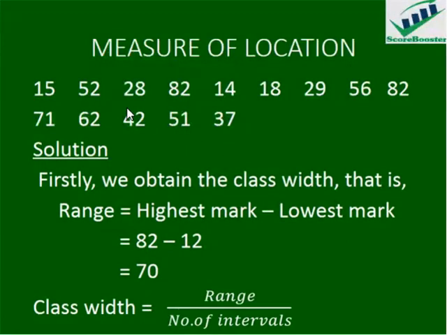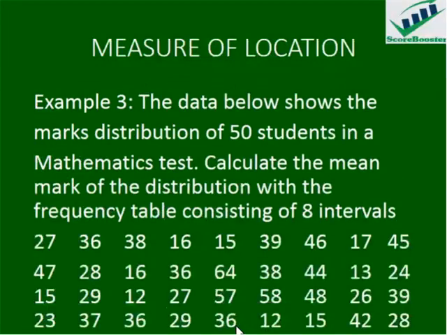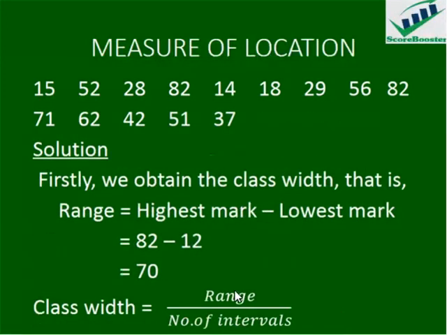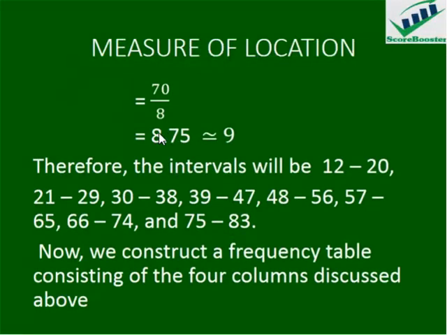You can see that 12 is the lowest number, so the range is 82 minus 12, which is 70. So class width will be range divided by number of intervals. From the question they said 8 intervals in all, so it's going to be 70 divided by 8. 70 divided by 8 will give 8.75, and if that is approximated to the nearest whole number, we have 9.